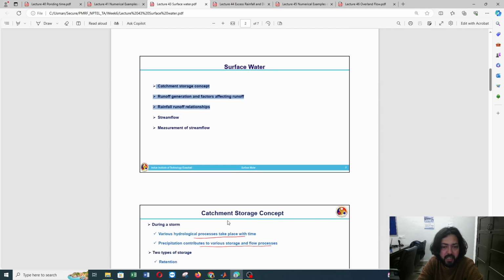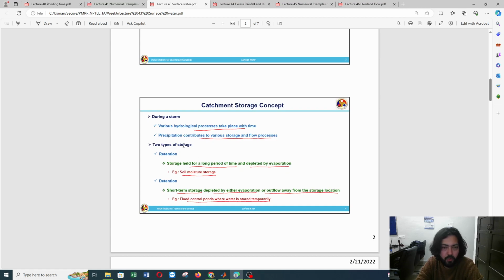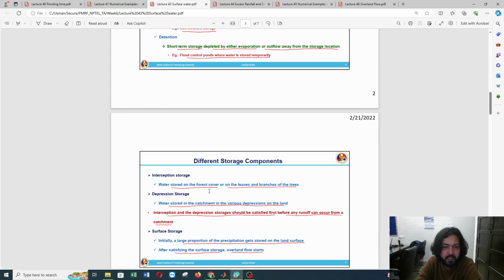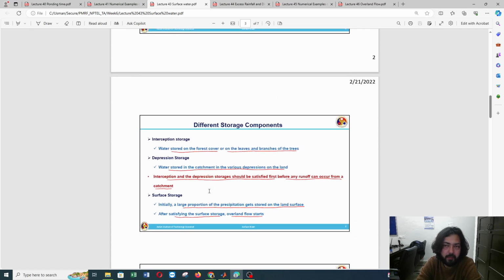So we started with catchment storage concept, right? So we talked about there are 2 types of storage mechanism. First is retention and detention. So the keyword is retention, it stores the water for longer period of time. Detention stores water for shorter period of time. Then there are different storage components. So we talked about 5 different storage components.